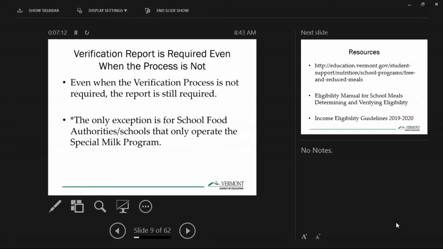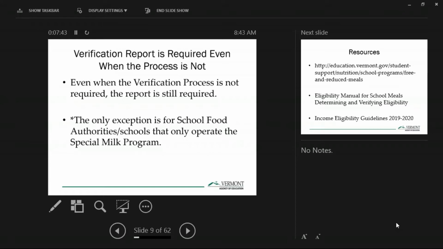So even when the verification process is not required, the verification report is required. For all those exceptions I just mentioned, those folks still have to complete the verification report. That's because the USDA uses this report as a tool to collect other statistical and data information about your student breakdown. This is a federal requirement. It's not a state-specific decision to mandate that this report is required for everyone.